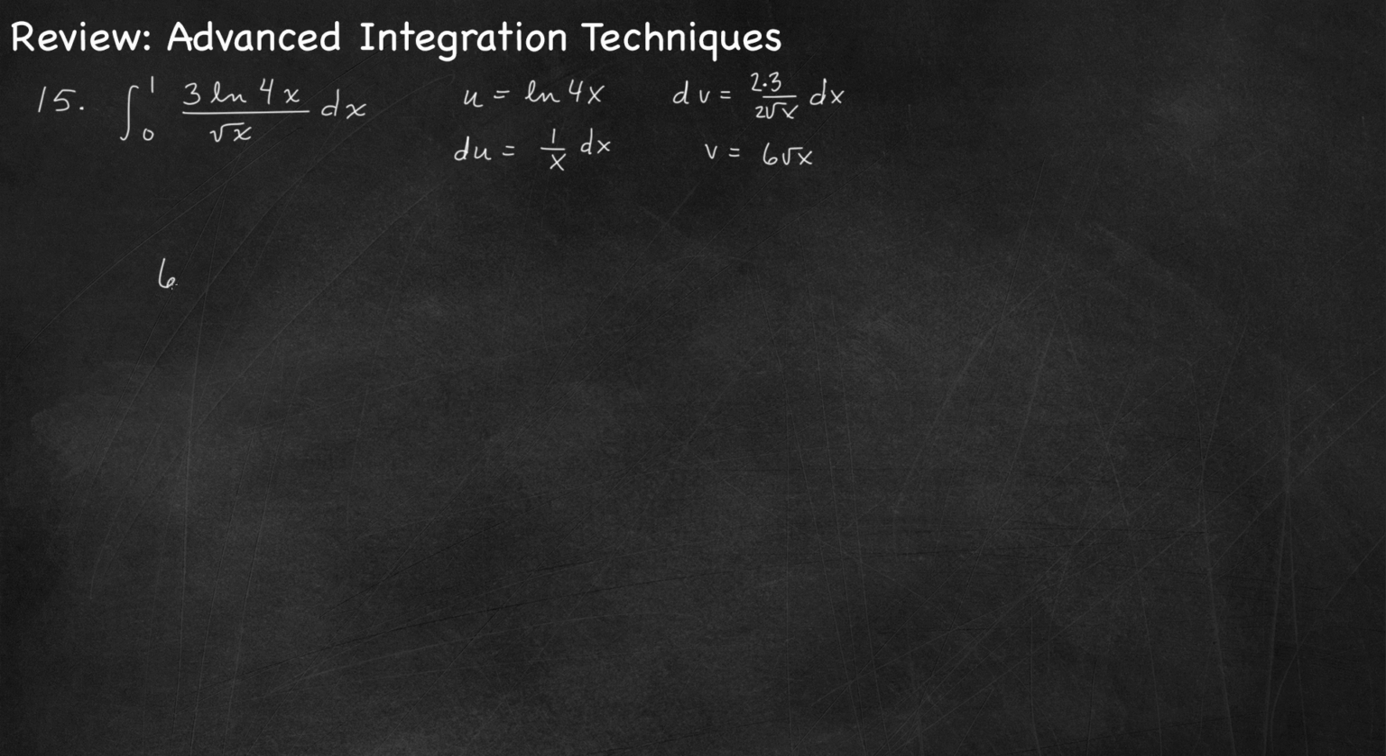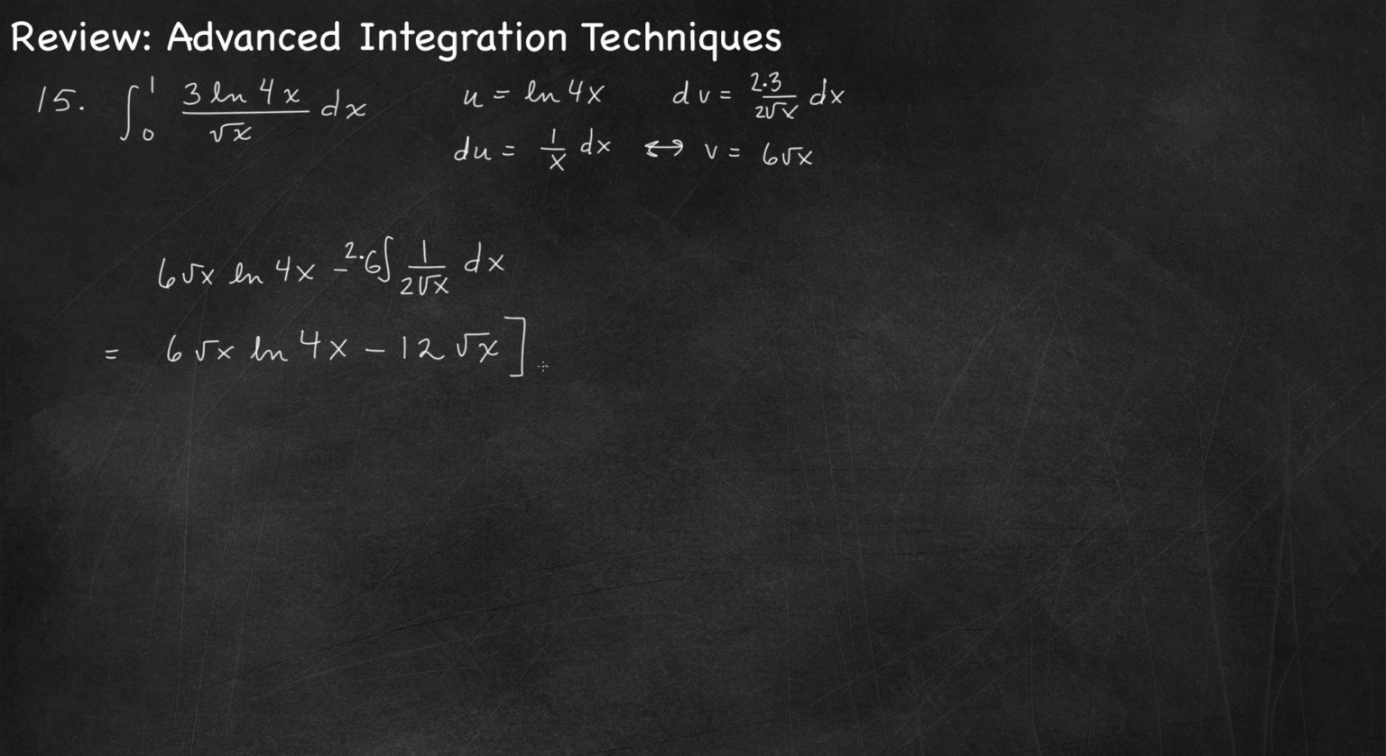Okay, so we have 6 root x ln 4x minus integral of v du. So 6, I'll bring on the outside, square root of x times 1 over x is 1 over root x. And I'm going to multiply by 2 here and then multiply by 2 out here. So 6 root x ln 4x minus 12. The integral of 1 over 2 root x is root x.